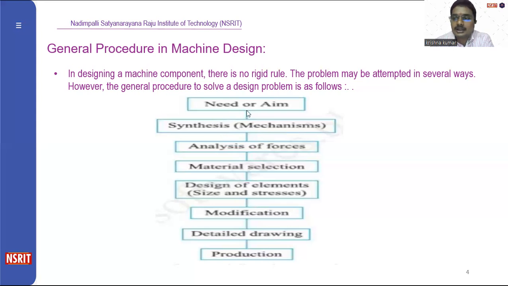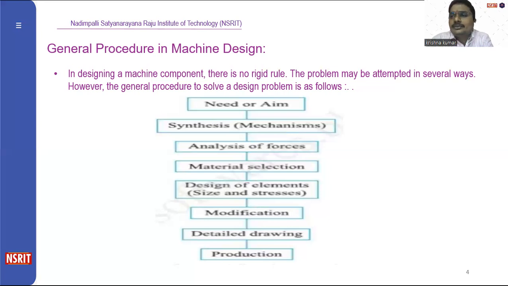The steps are given in a flow chart, so we will go through them. Need or aim is nothing but, whenever we start any design, we should have a problem statement or some problem identification: what is really happening and what solution should be developed in the later stages. We have to get clarity, so that is the aim of our design. Next is synthesis, which is what type of mechanisms we are going to use and what things we are going to make simpler than before.